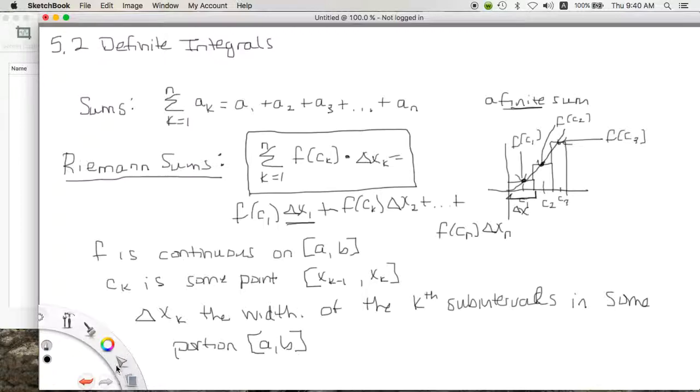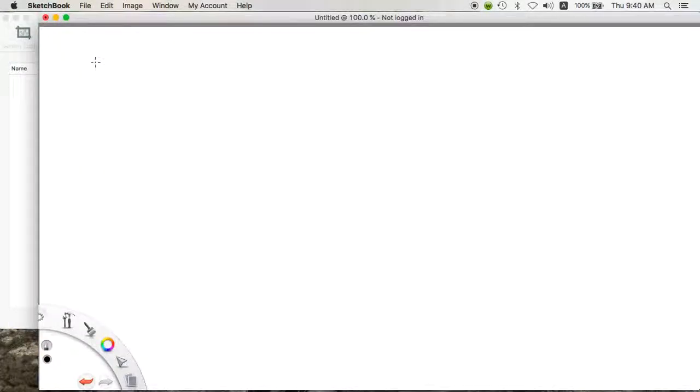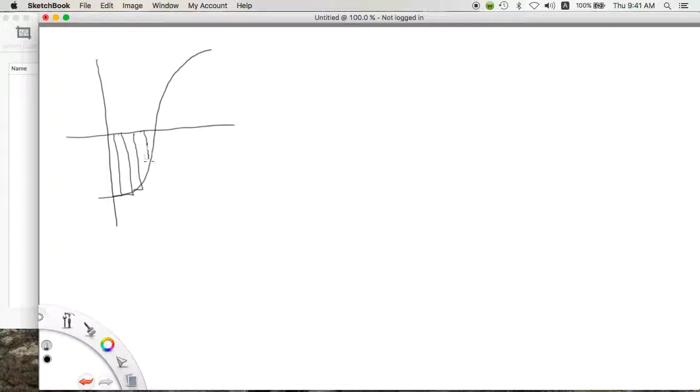So let's look at a picture here. Let's say we have a function like this, and we want to put some rectangles in it and figure out what the area is. So we'd have rectangles here for using midpoint. Sorry, it's hard to draw straight in this pad here.